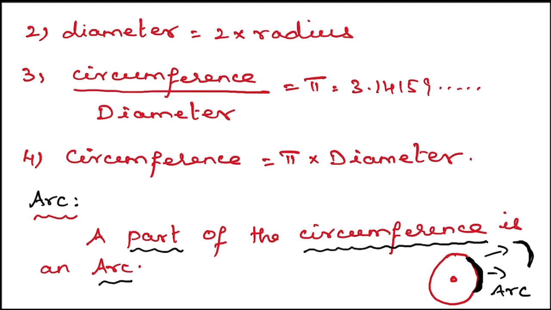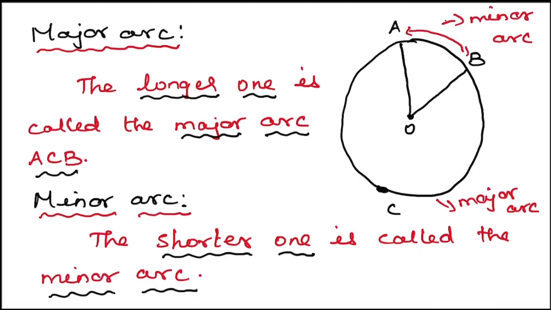Next, arc. A part of the circumference is an arc. In the circumference of a circle, one part is an arc. In the given circle, the small portion marked in black color on the circumference is the arc. It is divided into major arc and minor arc. Major arc: the longer one is called the major arc. The arc that is the longer portion is the major arc. That is, ACB is the major arc. Minor arc: the shorter one is called the minor arc. So whichever is the short portion is the minor arc. That is, AB is the minor arc.